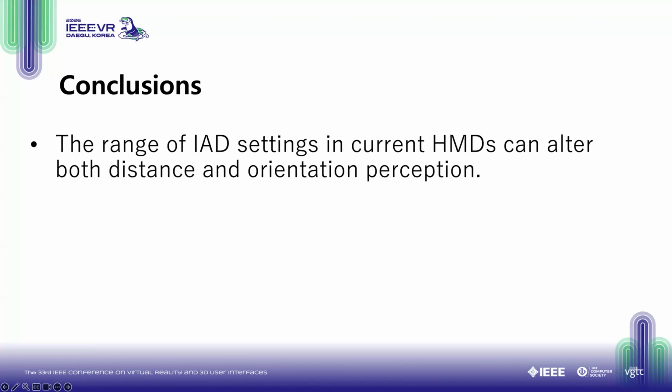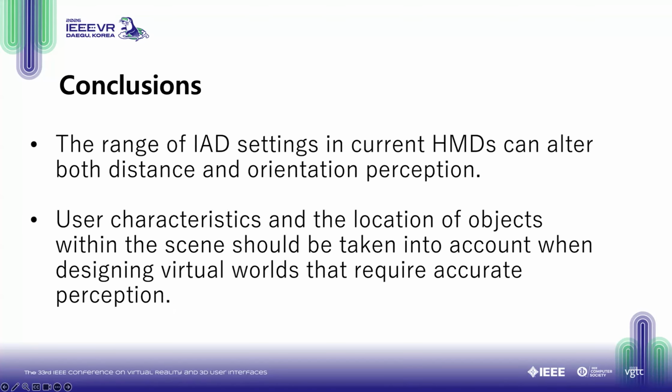To conclude, we believe that the range of IAD settings in current HMDs affects both distance and orientation perception in action space. These findings suggest that user characteristics and the location of objects presented within a scene need to be taken into account when designing virtual worlds that require accurate perception for all users.